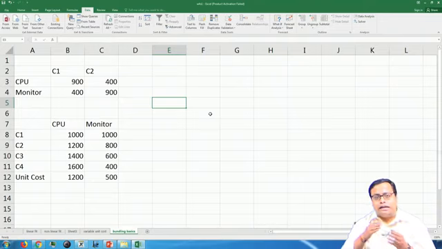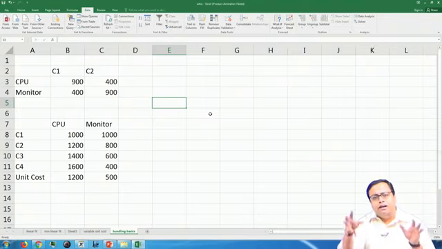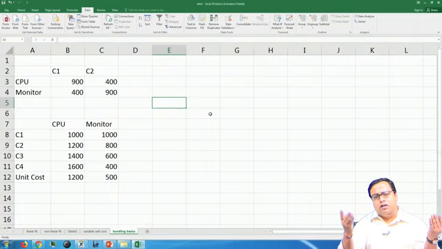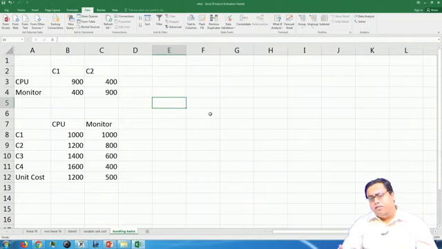Customer 2's willingness to pay is $400 for CPU and $900 for monitor. He is probably a guy who watches movies on a big screen. So, his CPU need is lower, but the monitor is very big because he wants to watch the movie on a big screen. On the other hand, the first guy is a coder, let us say, for whom the power of the CPU matters. Now, I am the seller and I have to create the pricing.